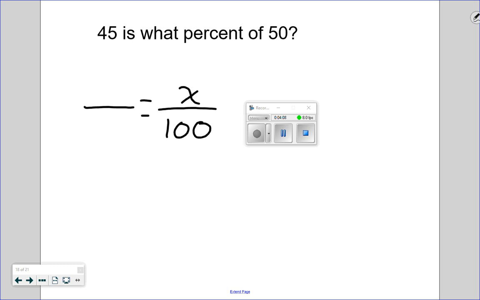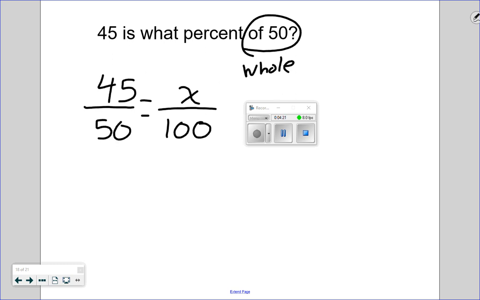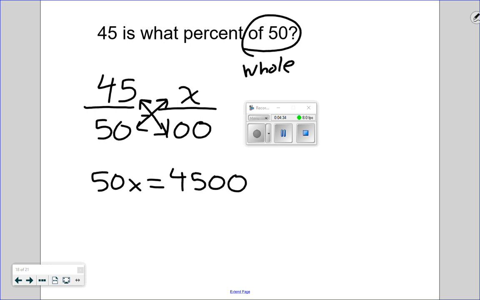On the other side, the part over whole part, I look for the word of. So whatever follows the word of goes on the bottom. That's your whole. So 50 goes on the bottom, 45 is the part, goes on the top. And that's our proportion that we solve. So again, we do cross products. We multiply 50 times x, put an equal sign, and multiply 45 times 100, which is 4,500. And then I solve for x by dividing both sides by 50.